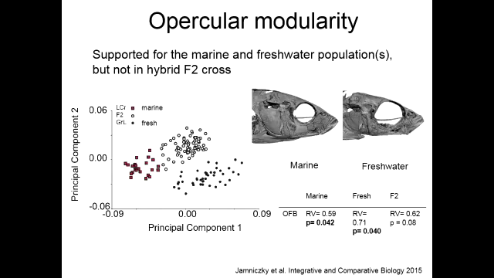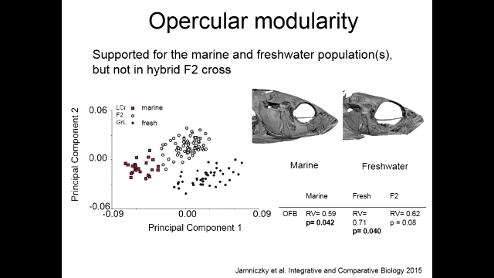I'm not going to talk about all the modules, but talking about the opercular 4-bar lever, we do see significant differences in terms of the phenotype between marine and freshwater fishes. You can see obvious variation in terms of other aspects of the skull. This falls out nicely in terms of PC plot between marine and freshwater populations. Now, interestingly, an F2 cross, a hybrid between these two sources, does fall intermediate. That's what we would expect in terms of genetic variation raised in a common environment.